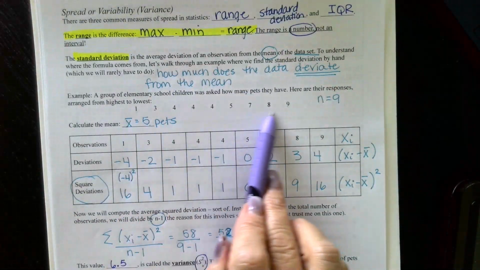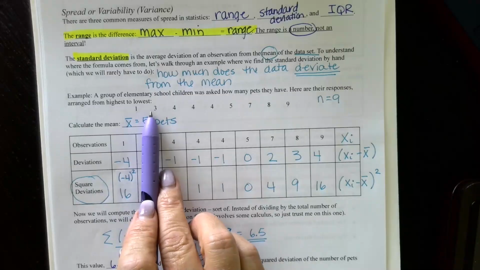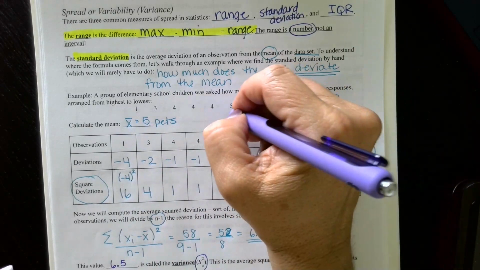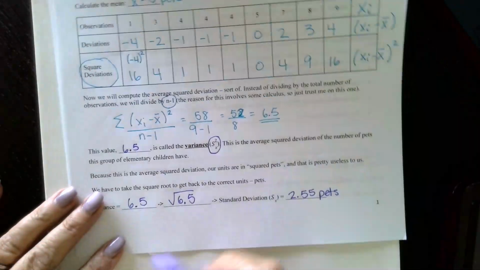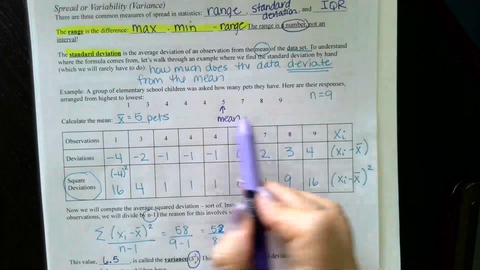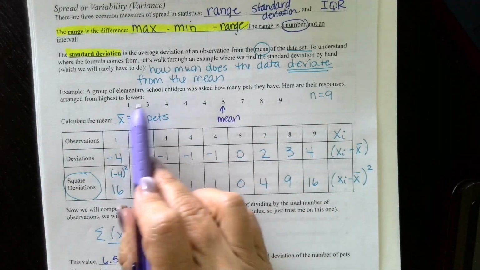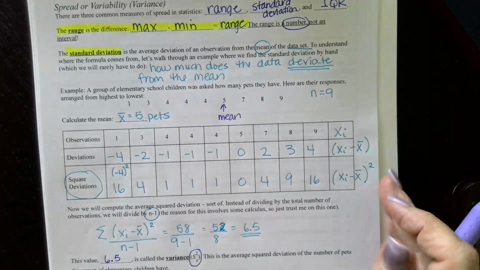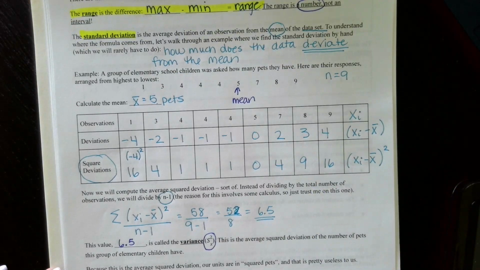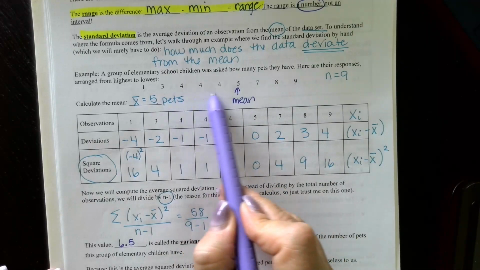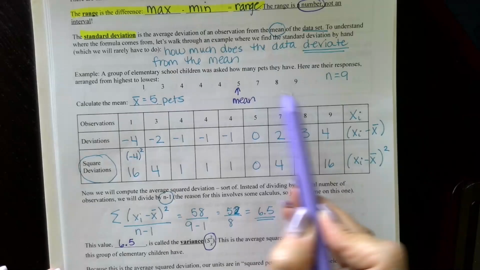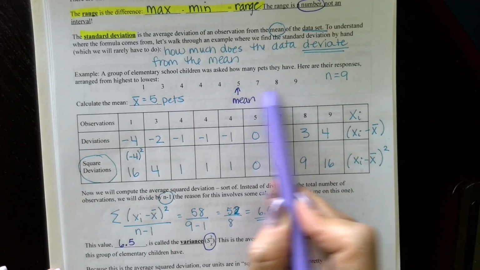Now, let's just look at this for a second. If we look at this data, and we know that our mean here is 5 pets, then ending up with 6.5 as a deviation doesn't make any sense, because these numbers are not that far away from the mean. So what this value of 2.55 is telling us is that the average standard deviation from the mean is 2.55. These numbers are only 1 away. That's not bad. But this number of 9 is quite a ways away.